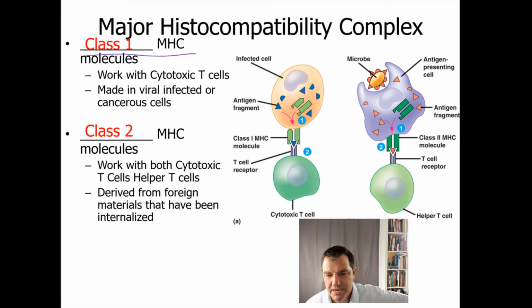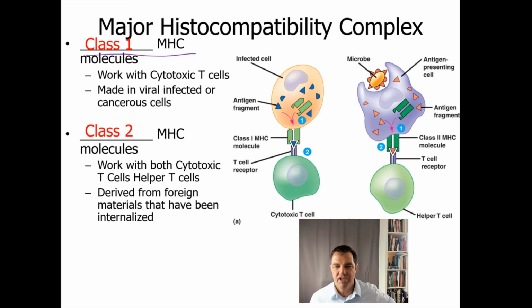Remember, a class 1 MHC is something that is supposed to be on all your cells. Under normal circumstances, the class 1 MHC is produced and it's on your cells, and it's how your body recognizes its own cells.